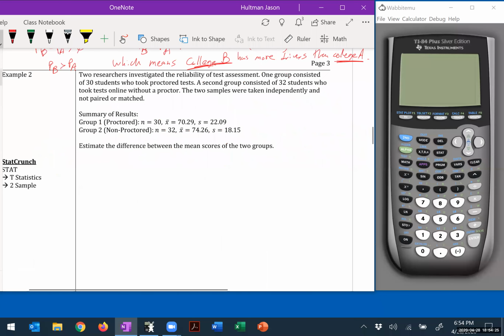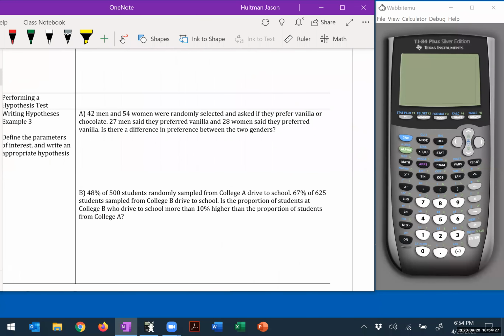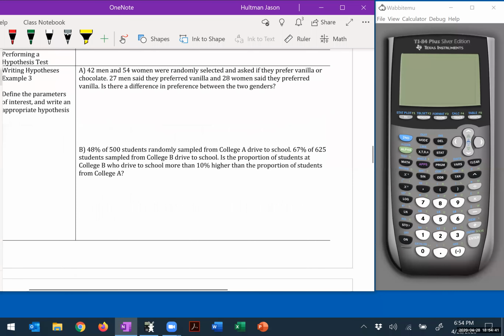Okay, we're going to skip example 2. We're going to jump into example 3 here. We'll come back to example 2 on Thursday. Example 3: writing hypotheses for a hypothesis test. So we're just going to write the hypotheses, and then we're going to do one example for the hypotheses, and then we're gonna call it a day on the lecture here.